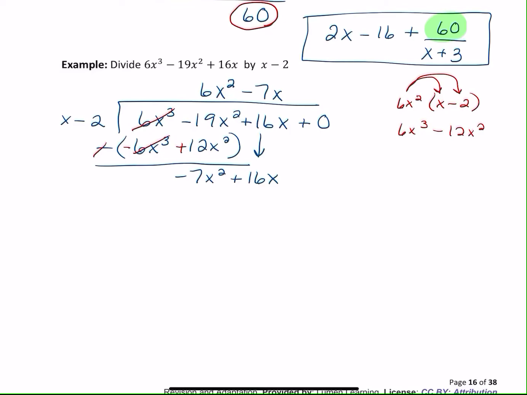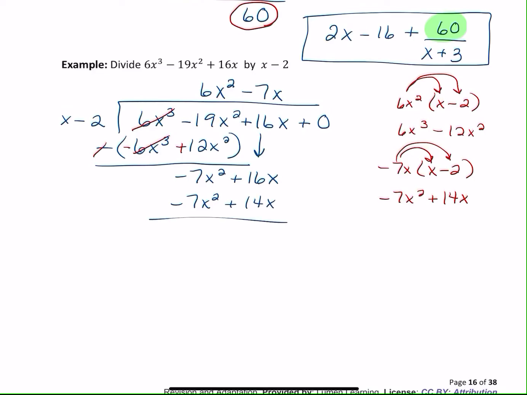So when I multiply by a negative 7x, that's going to give me my negative 7x squared plus 14x. So I'm going to line that up underneath that. And again, I'm going to subtract.